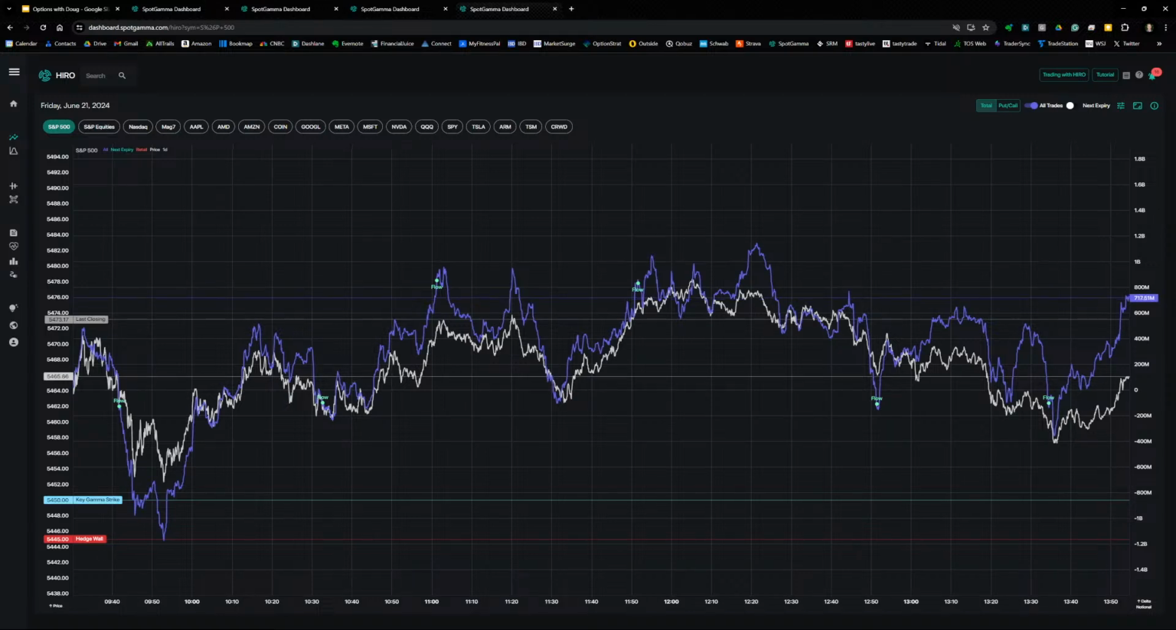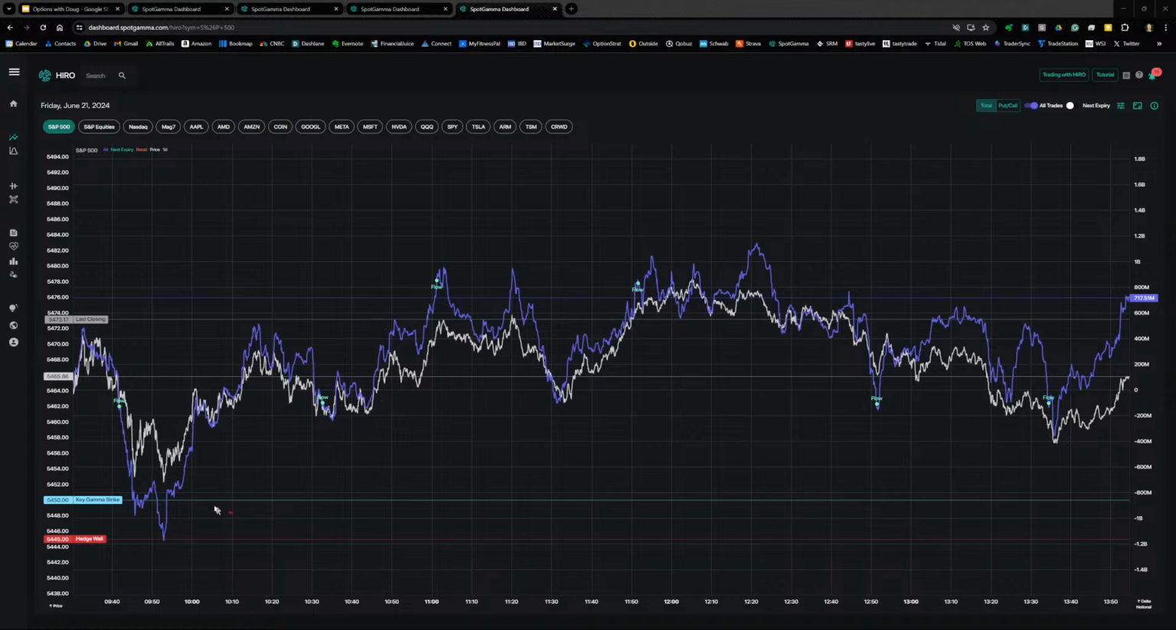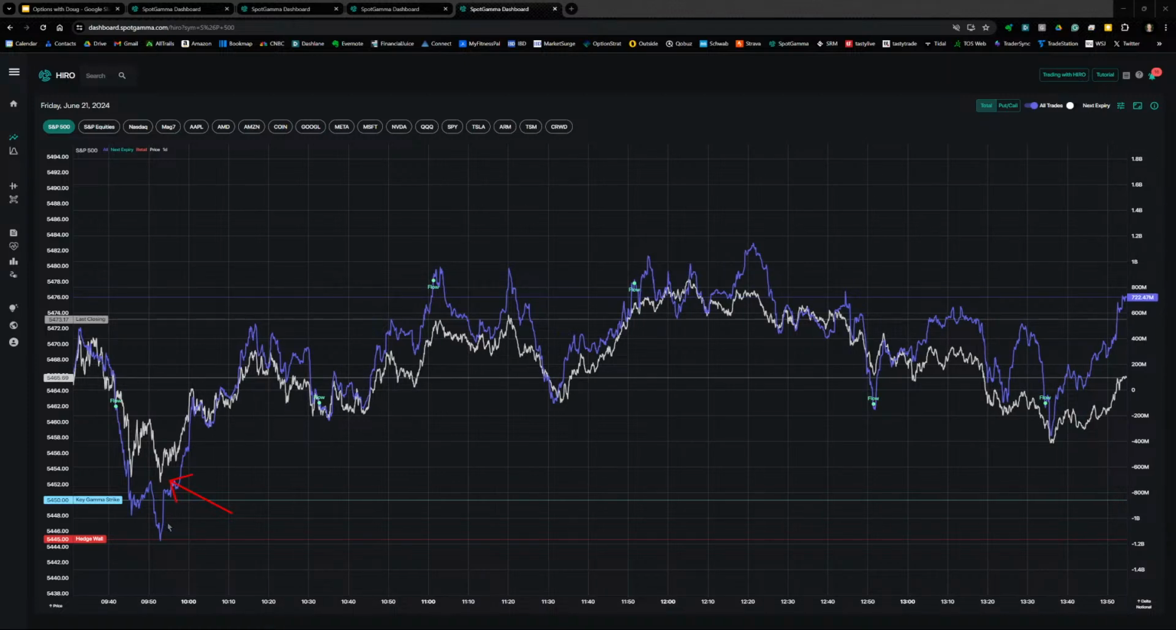And let's just take a look at one setup. Right around 9:55, you can see the shift in the HIRO signal, and it starts to shift up. Again, right, maybe before 9:55, and price starts to move higher.